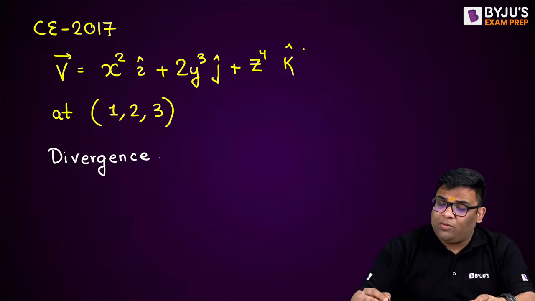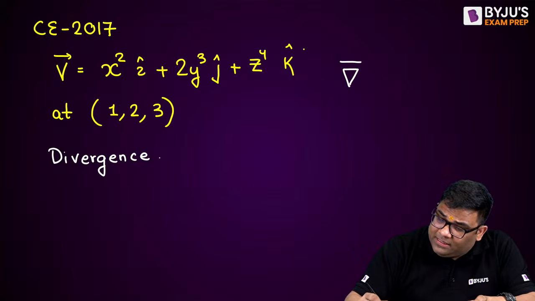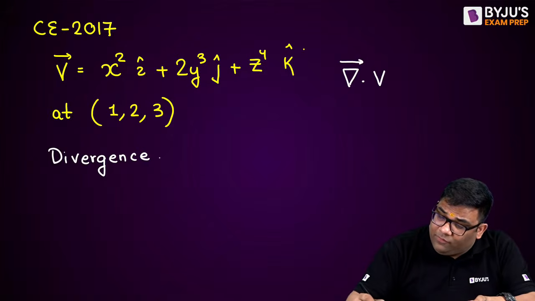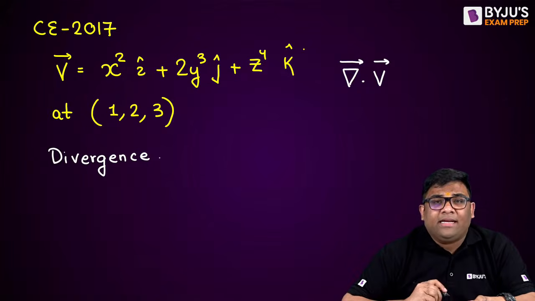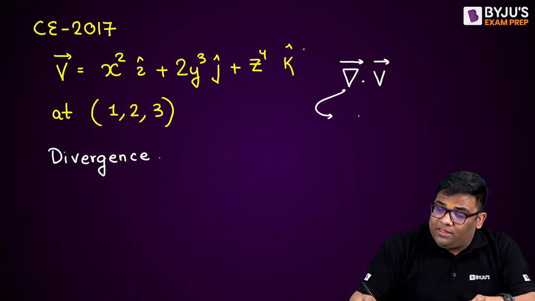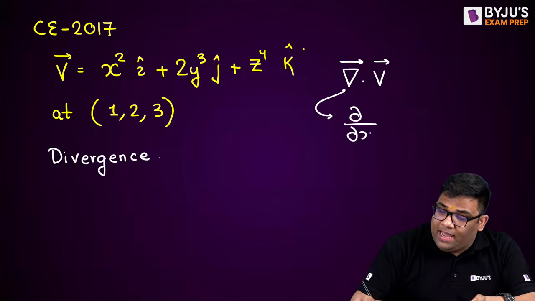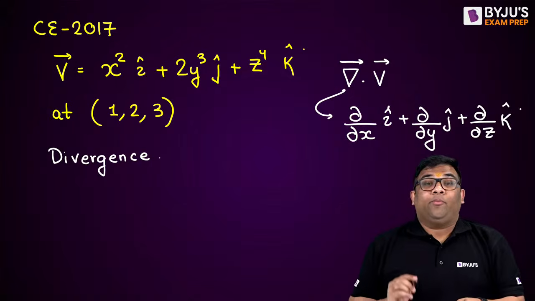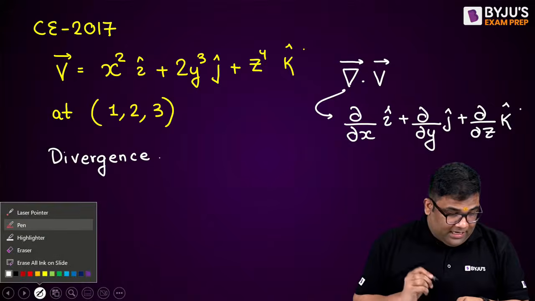No need to remember any formula. Just remember that divergence is the dot product of these two vectors, meaning the del operator and this vector v. This is the divergence, right? And this del operator is dou of dou x i cap plus dou of dou y j cap plus dou of dou z k cap.